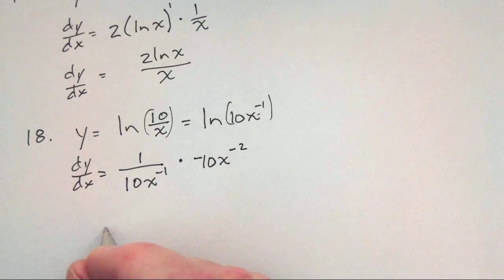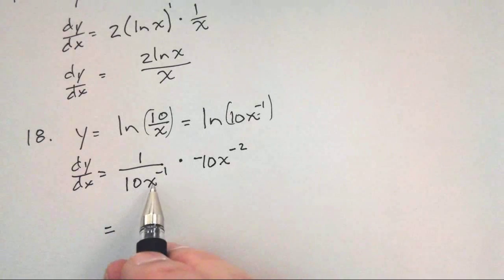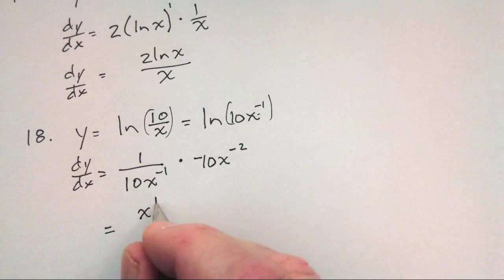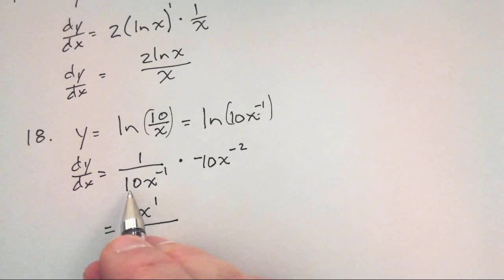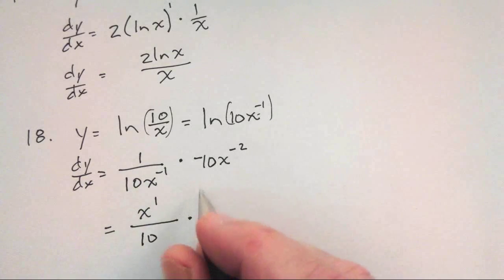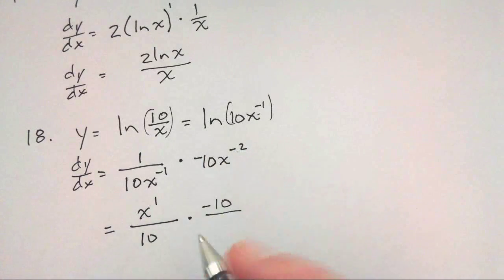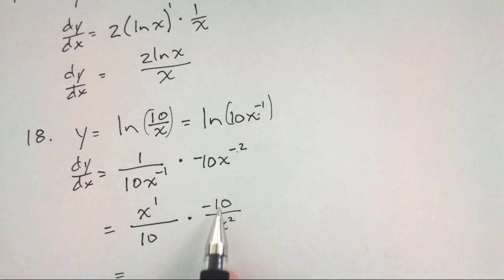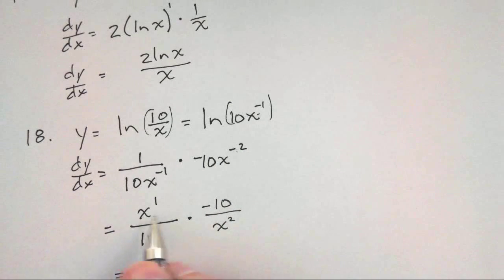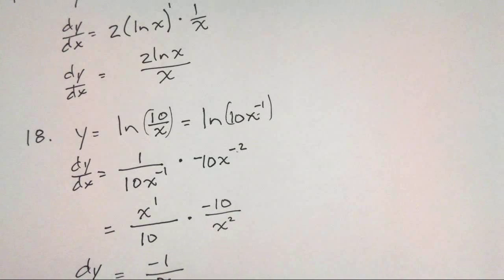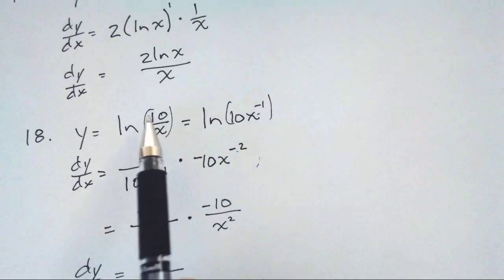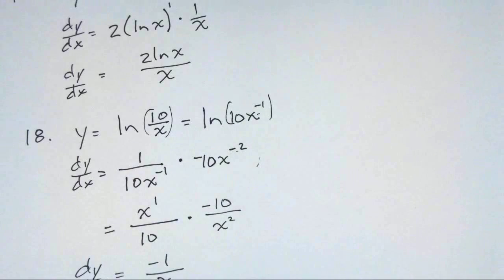So let's clean this up a little bit. I get, this x is coming to the top, x to the first, this 10 is staying on the bottom, times this negative 10 stays on the top, it's not affected by the x to the negative second. This x to the negative second goes to the bottom, and the 10's cancel, x to the first over x to the second. I end up with an x in the denominator and a negative 1 in the numerator. dy dx, kind of an interesting result, where the 10 actually ends up not really becoming a player because it's a player in both of these.